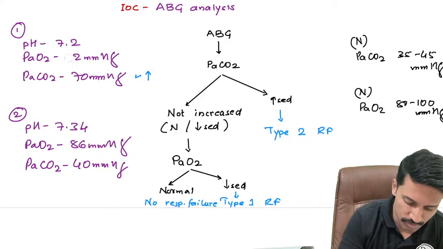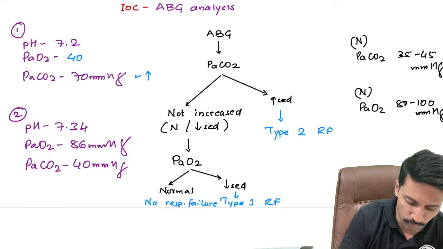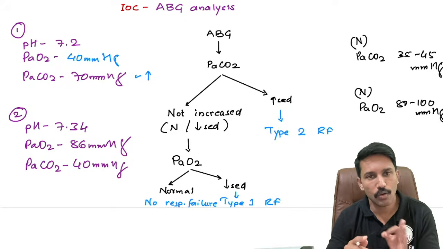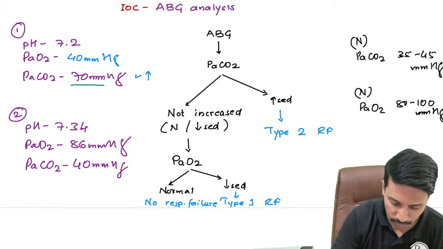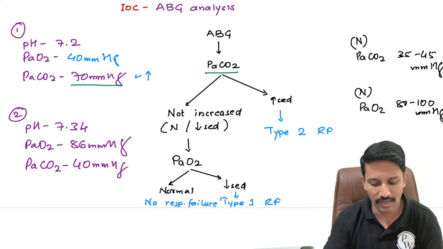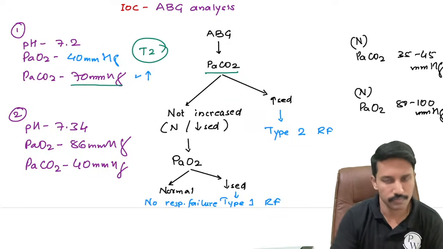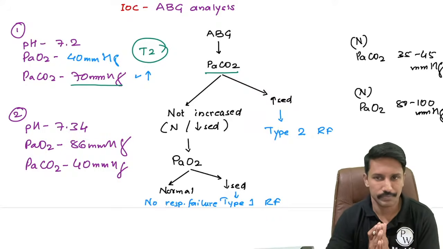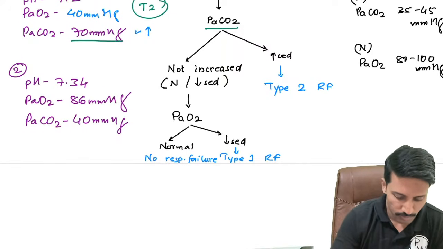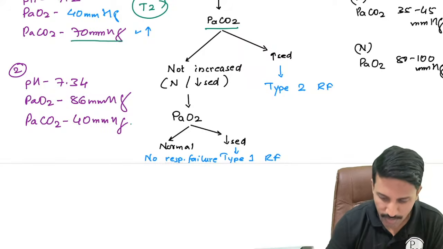Now it doesn't matter what is happening with oxygen. Even if I change the oxygen value here and let us say I write it as 40 millimeters of mercury, still what will be the diagnosis? Because the partial pressure of carbon dioxide is elevated, according to my algorithm, it will become type 2 respiratory failure. Simple.